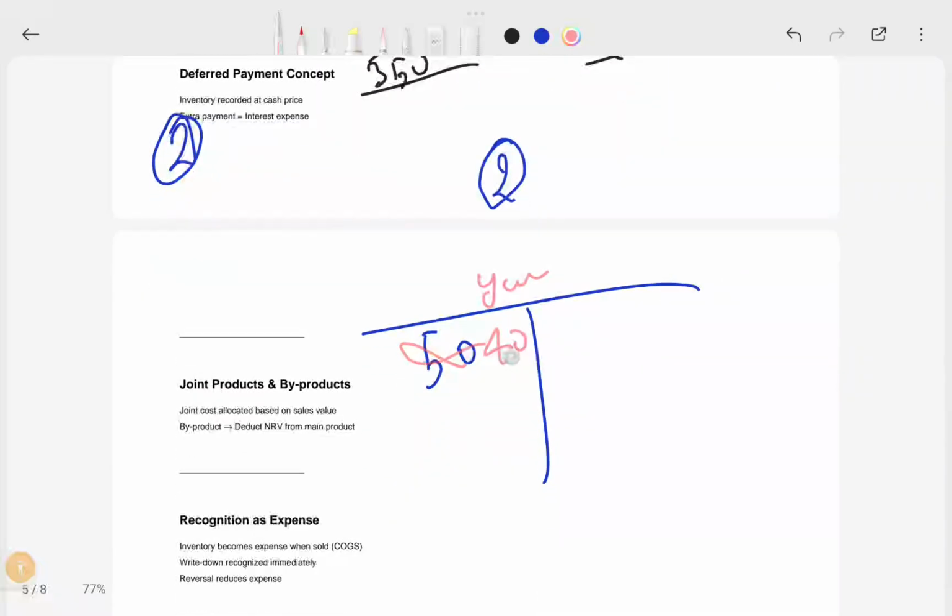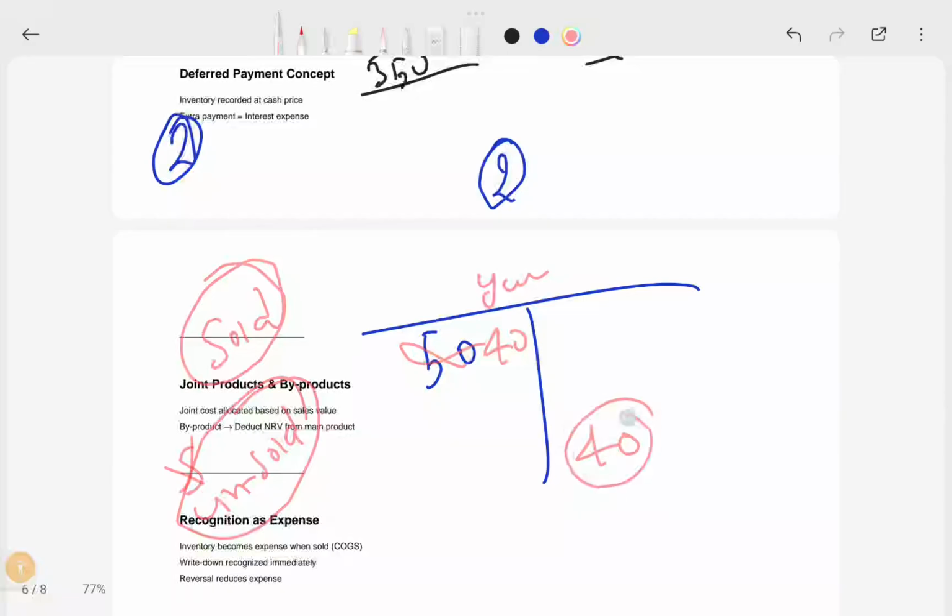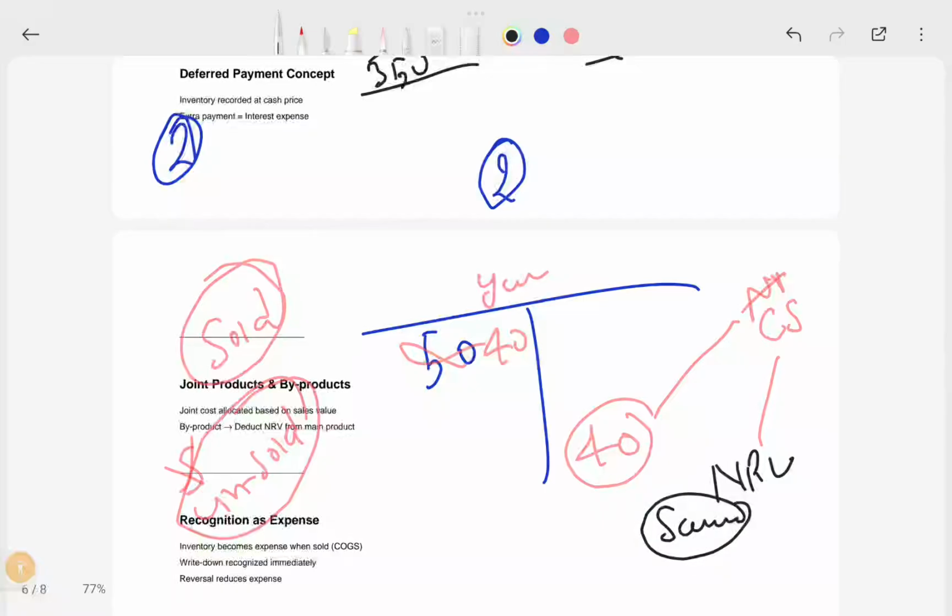For example, the same 40 is unsold in the second year. If it is unsold, then the question of reversal will come. If it is sold during the year, there is no closing stock, so there is no question of reversal again. So if the same stock is available in the closing stock, then you need to check what the NRV is for the same material which is unsold at the previous year end and at the current year end also.